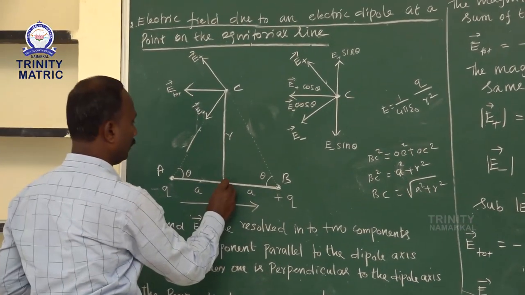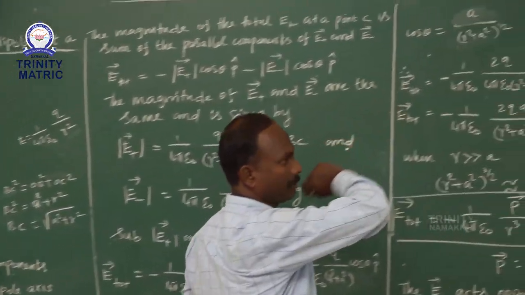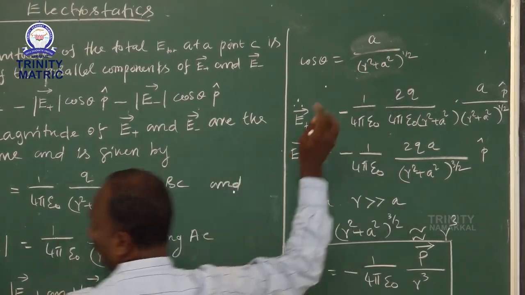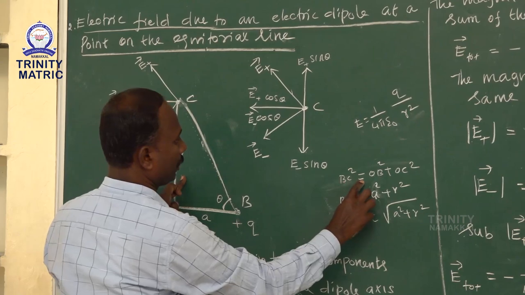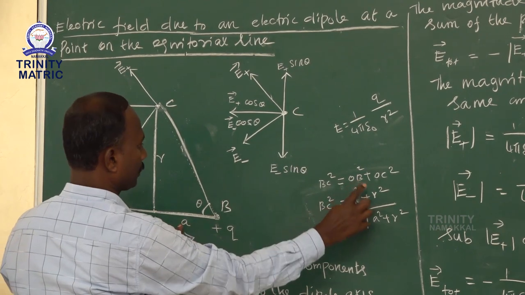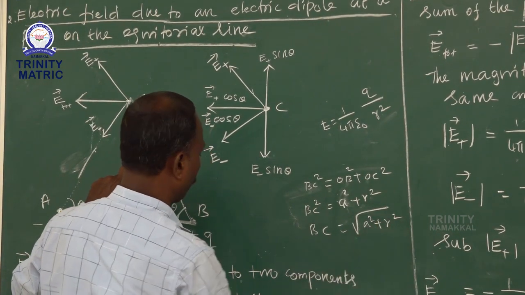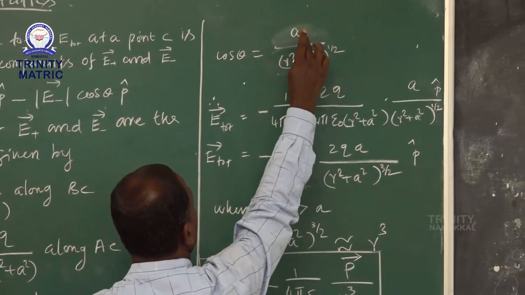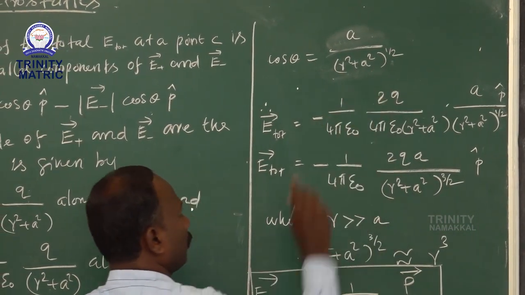See here the right angle triangle with angle theta. What is the formula for cos theta? Adjacent by hypotenuse. So cos theta is equal to A divided by BC. See here, BC square is equal to OB square plus OC square. So BC square is equal to OB square, A square, plus OC square, R square. So BC is equal to the square root of A square plus R square. That is the BC value. So cos theta is equal to adjacent by hypotenuse, A by R square plus A square whole power 1 by 2, or square root value.